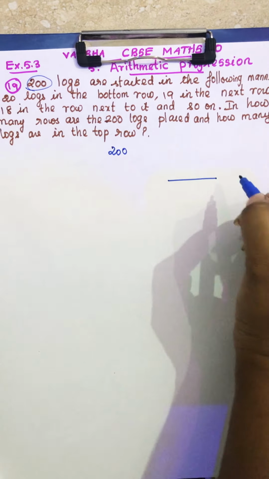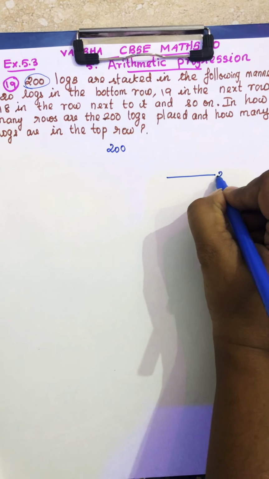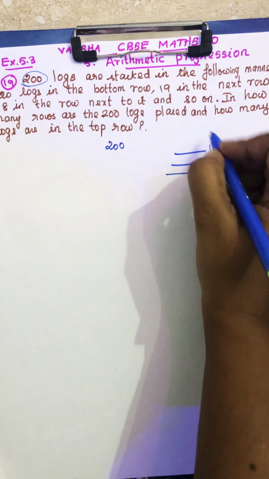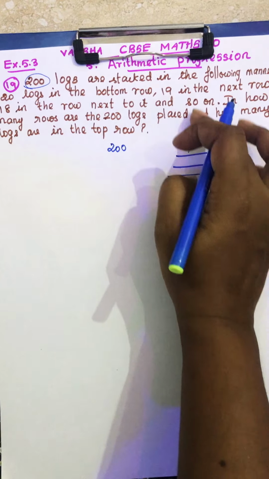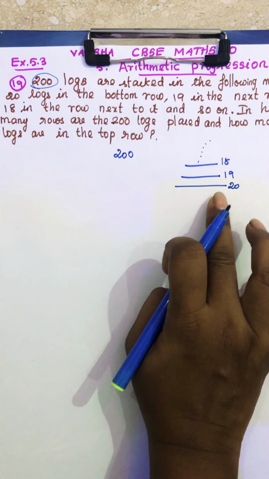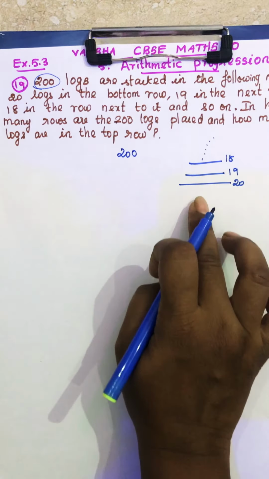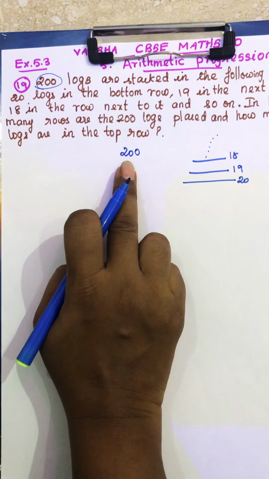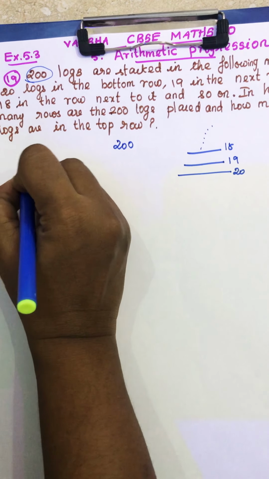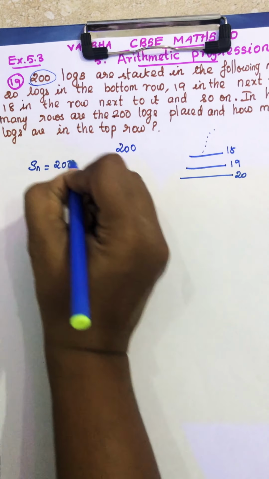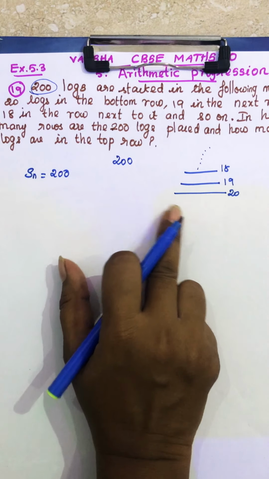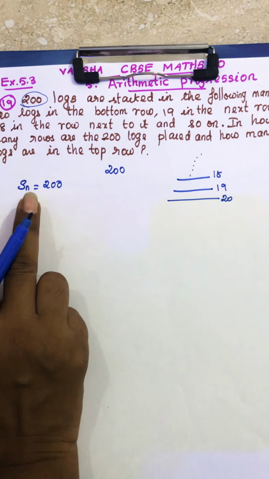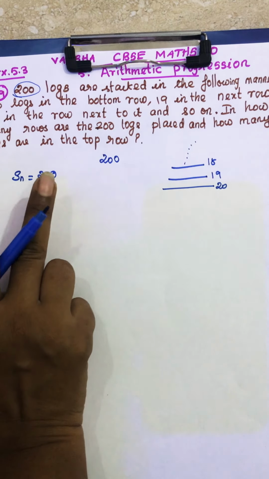See, first they have arranged 20 logs. Then 19, then 18, and so on it is reducing. In the bottom they have arranged 20 logs, so it is reducing, so it is in AP form. If you add the total logs, you will get 200. So you can take 200 as the sum of the logs in every row. Every row has logs, you have to add, you will get 200. So Sn, the sum of all the logs in every row, is 200.